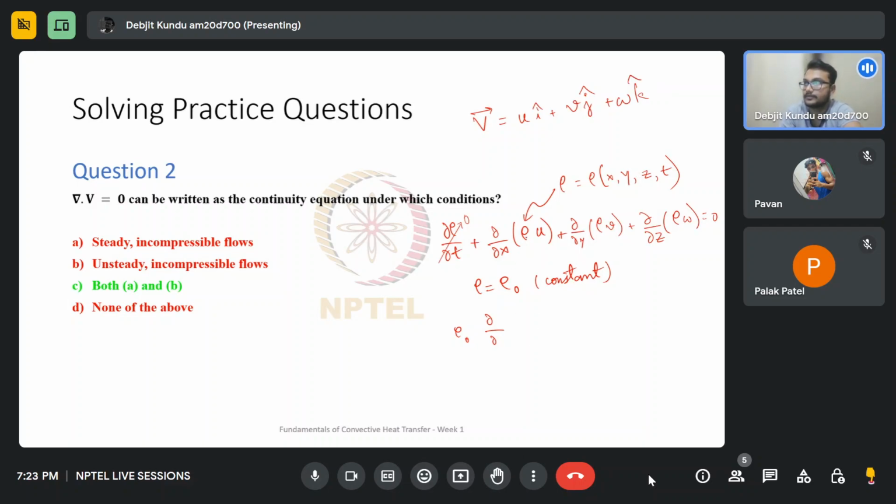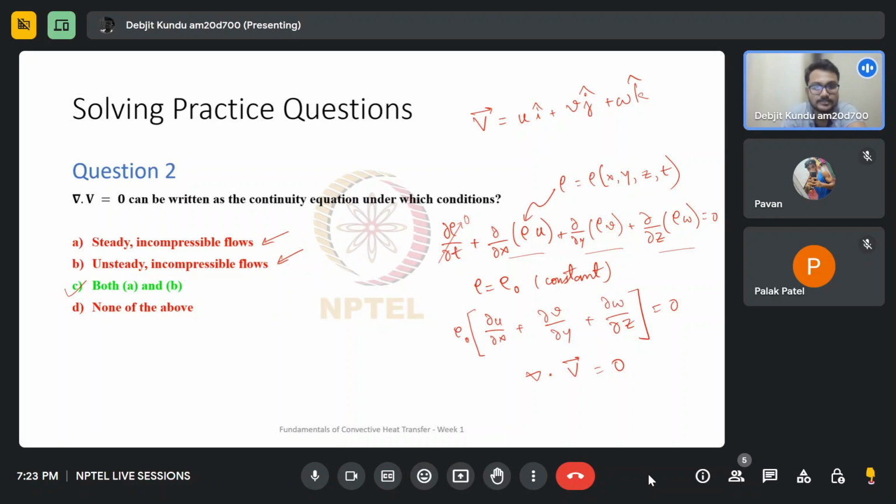So from all these three spatial derivatives we can take the rho out because now it's rho naught, and this becomes dou u dou x plus dou v dou y plus dou w dou z, equal to 0. This rho naught can be taken out and the rest of this can be written as del dot v equal to 0. And this holds true for both steady and unsteady cases. As a result, the correct answer would be option C, both A and B.